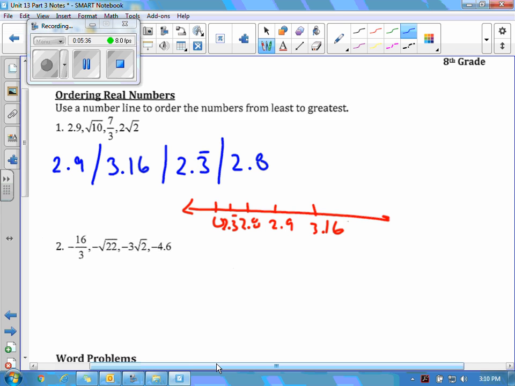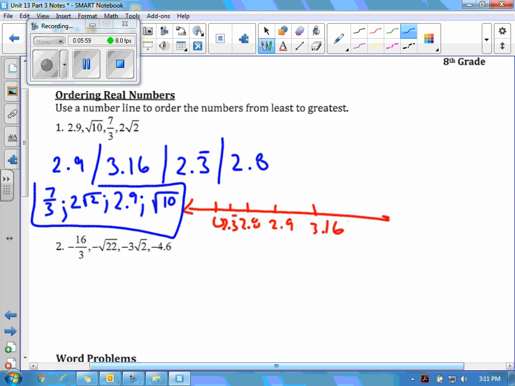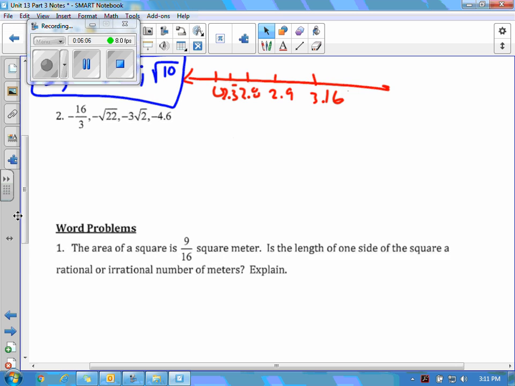So 2.3 repeating is the smallest number, so that's 7/3. I need to put it back in its original form. So 7/3 is the smallest, then we have 2.8, which was 2√2. Then we have 2.9, which was always 2.9, and then we have 3.16, which was the square root of 10. So those are now in order from least to greatest. Number 2, I'll leave for you guys. Again, be careful because those are all negatives. It's going to make it a little bit trickier.